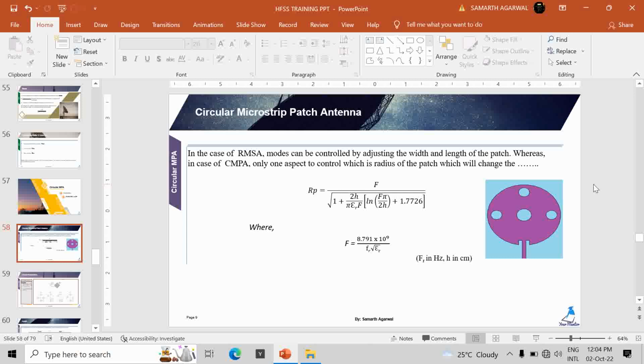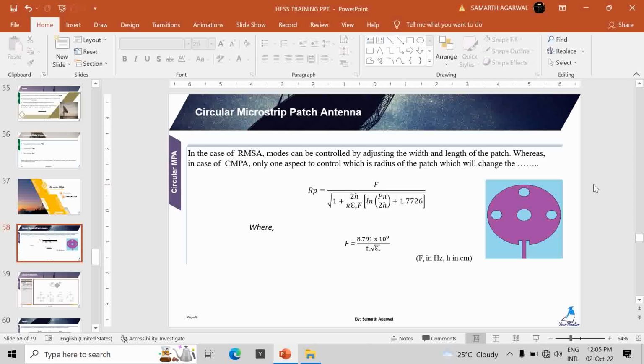RMSA is, as I've said, rectangular microstrip antenna. In that we can adjust the length and width in order to adjust the frequency, or the width in order to adjust the bandwidth. But in case of CMPA, we are having only one parameter, that is what? Radius only.